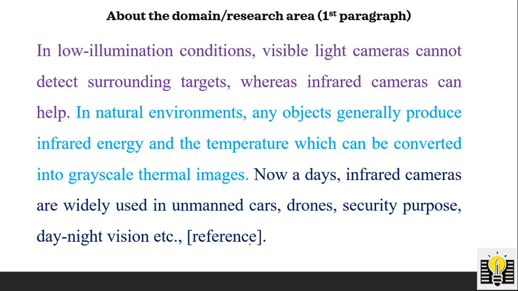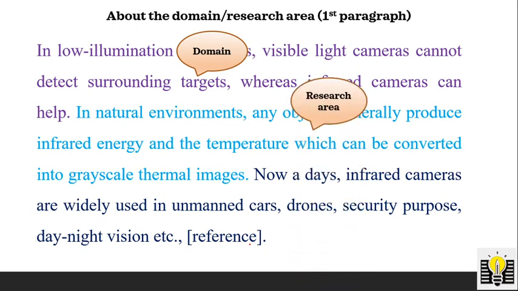Here I am giving an example for each topic. The first one is introducing the domain or research area. Here you can find that each statement contains different factors. First of all, we need to write the introduction of the domain in the first line, that is, in low illumination images visible light cameras cannot detect surrounding targets, whereas infrared cameras can help, like that. The second line can be the research area. The third statement can be the application of your research area. Like that you can introduce the first paragraph about your domain or research area.